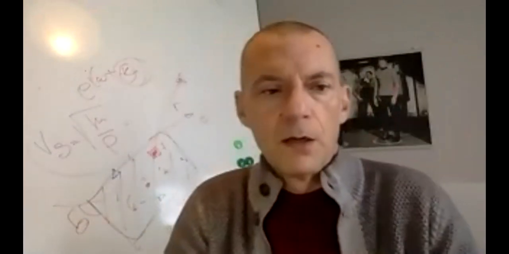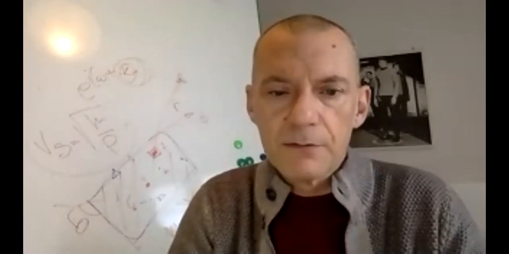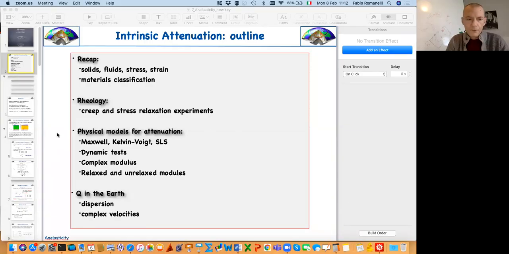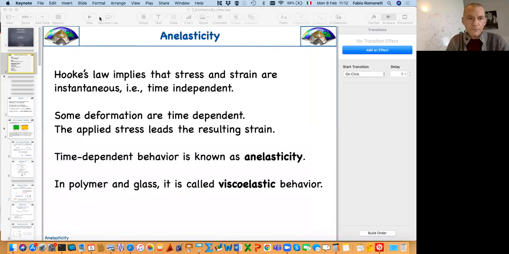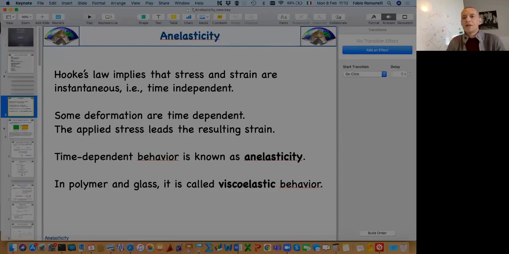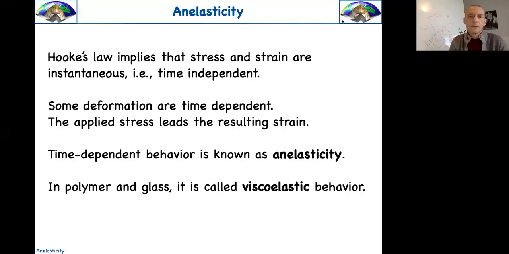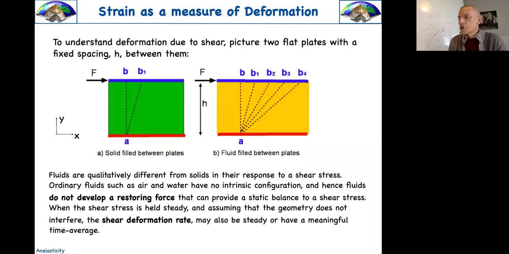That's it. Okay, let me share again my screen, and let's go quickly through the first slides. Okay, this is summarizing what I was telling you. Hooke's law, stress and strain, no time dependency there. If we want to add some time-dependent behavior, we have to move to the unelastic domain, or you can call it viscoelastic behavior. Now, to do that, how can we generalize our simple, but really nice, Hookean rheology.